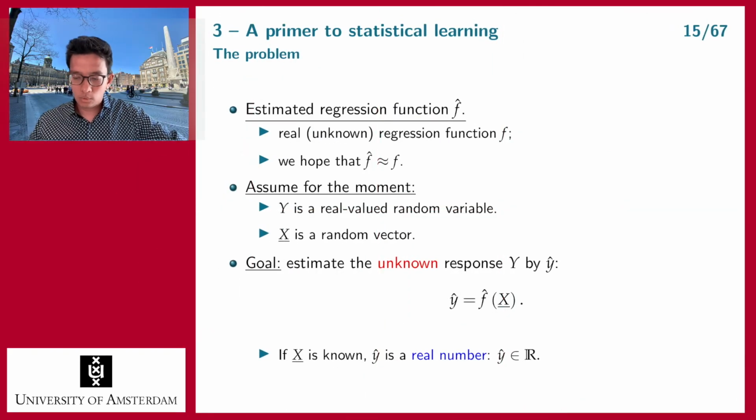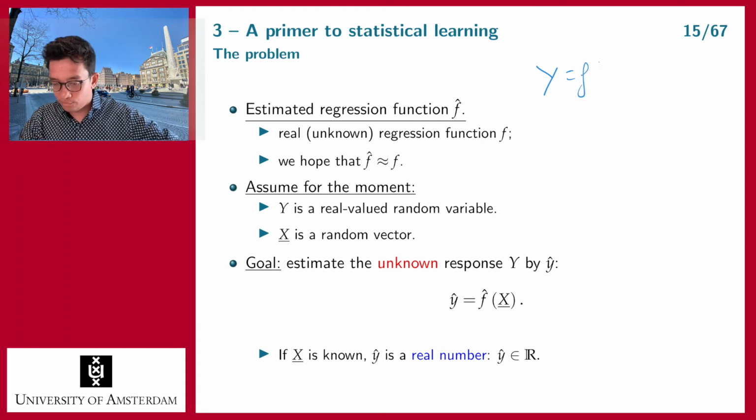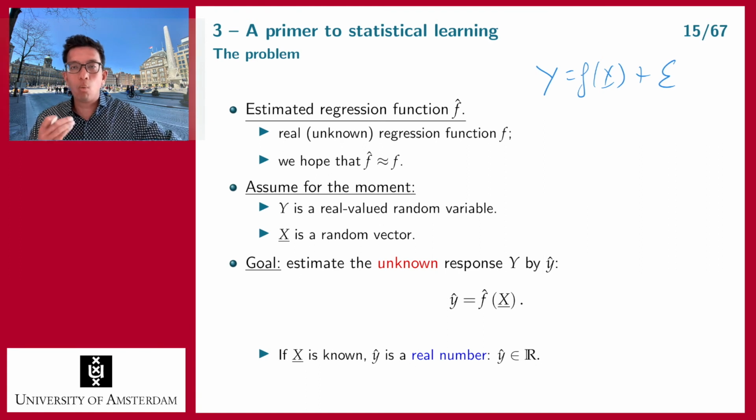Recall that we have the following relation between the response variable y and the predictor vector x. Y is equal to f of x plus epsilon. Y is the thing we want to predict. X are the predictor variables that will help me to make better predictions. If I want to predict y using x, I need to know this function f, the regression function.